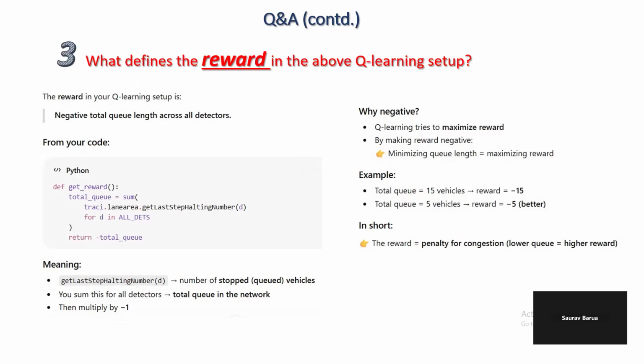So our weight factor is -1, negative because we want to maximize the reward by minimizing queue length. Say total queue length is 15 vehicles, so reward is -15. If total queue length is 5 vehicles, then reward is -5. Reward is the penalty for congestion. Lower the queue, higher the reward.